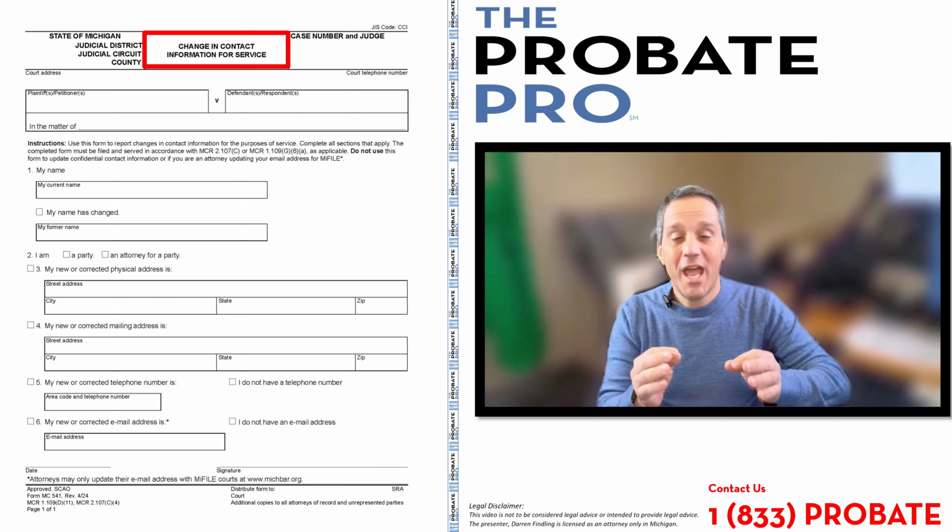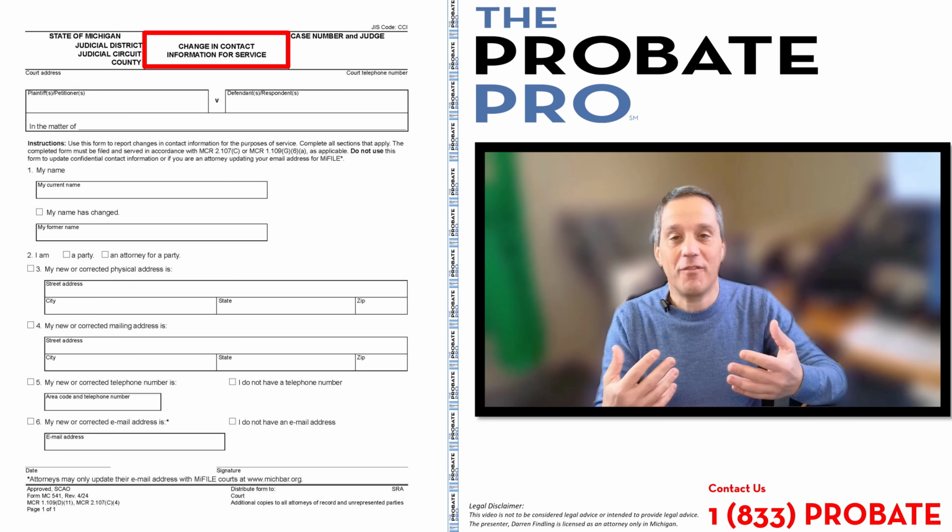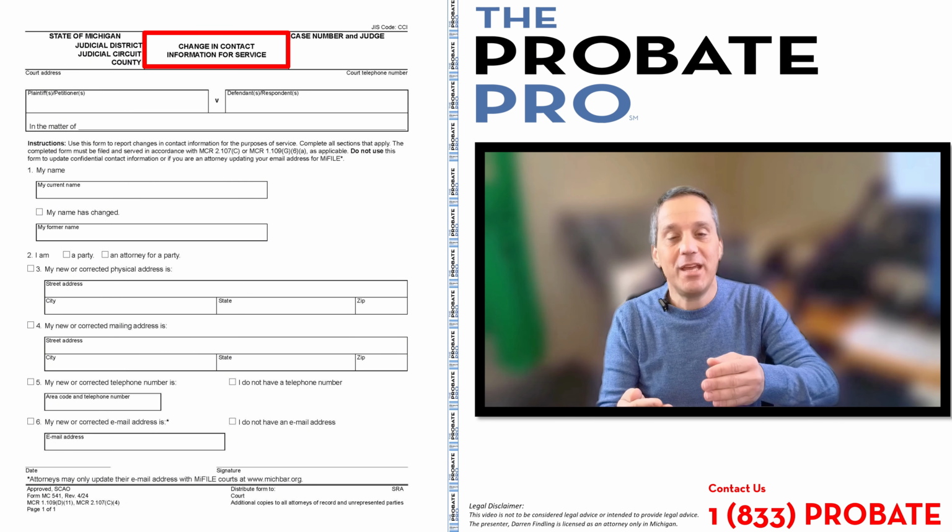Hi, I'm Darren Findling of the Probate Pro, and we're going to cover this particular form, this change of information to update your information relative to service or process in a cause of action or in a probate matter. It is Form MC 541, and it is governed by two particular court rules.